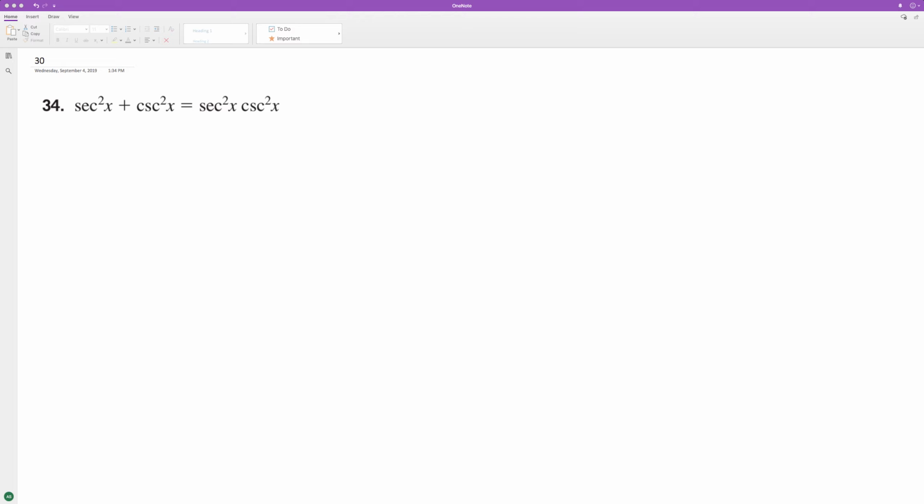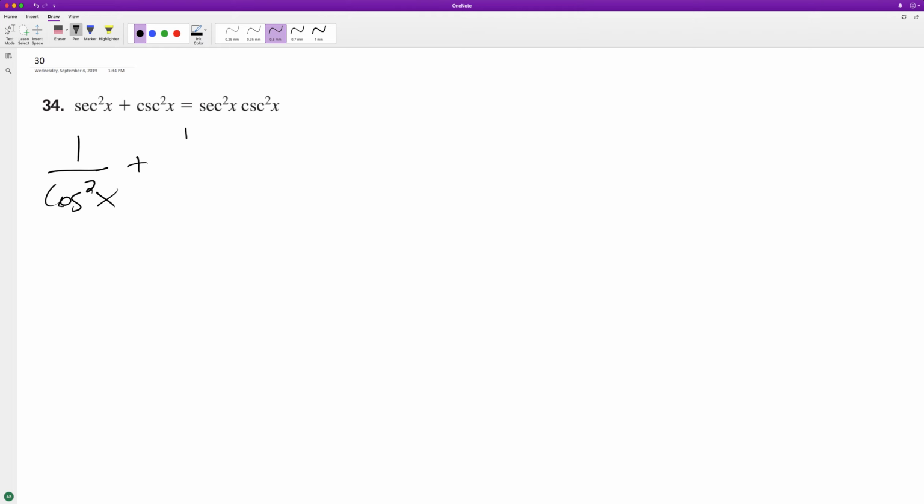Let's prove the following trig identity. So starting off here, I'm going to rewrite the left side in its basic trig components. Secant squared x is the same thing as 1 over cosine squared x, plus cosecant squared x, which is 1 over sine squared x.